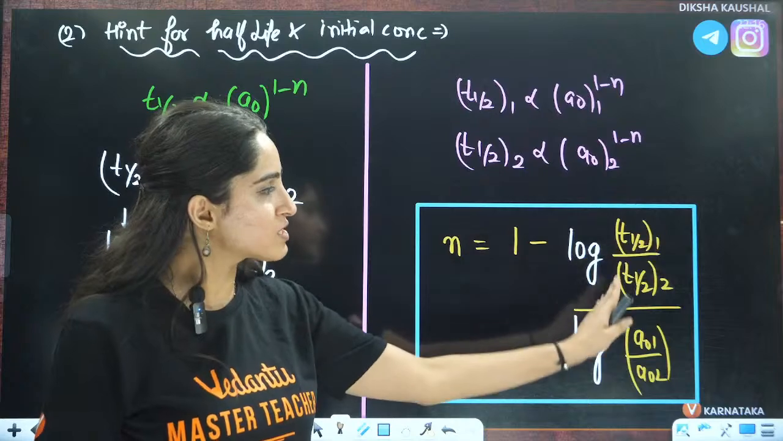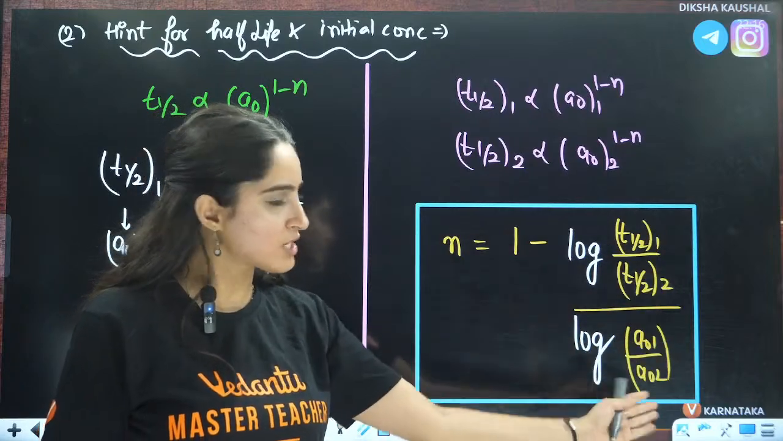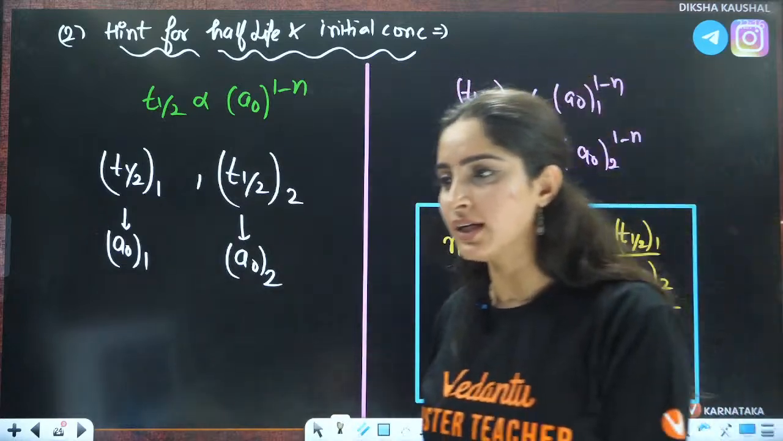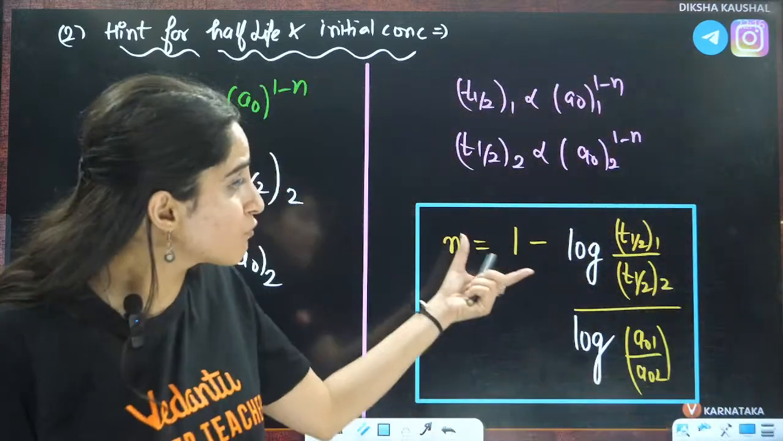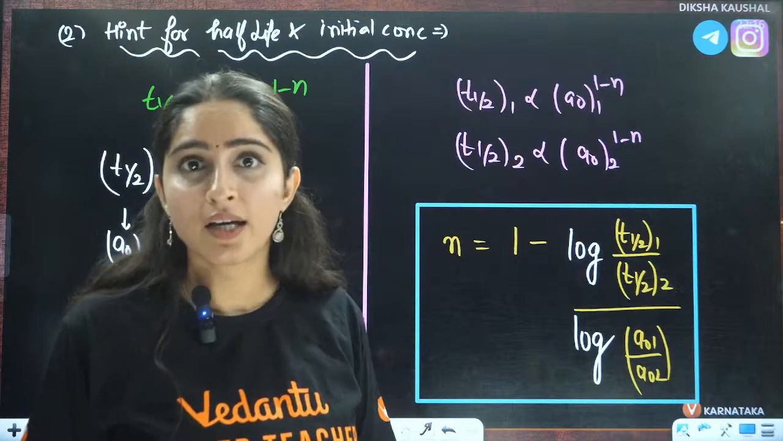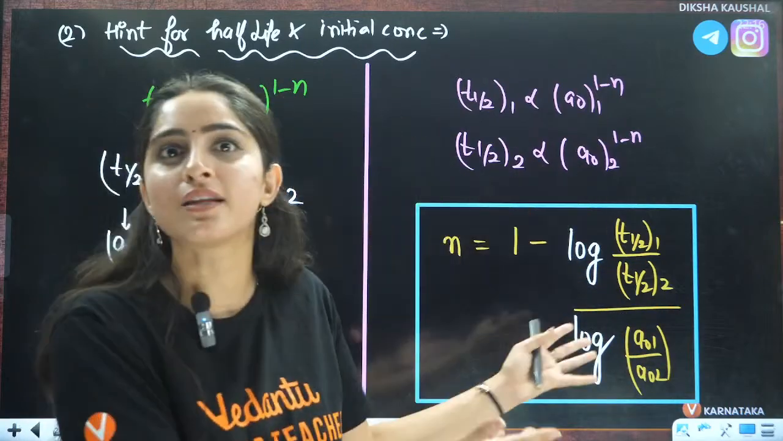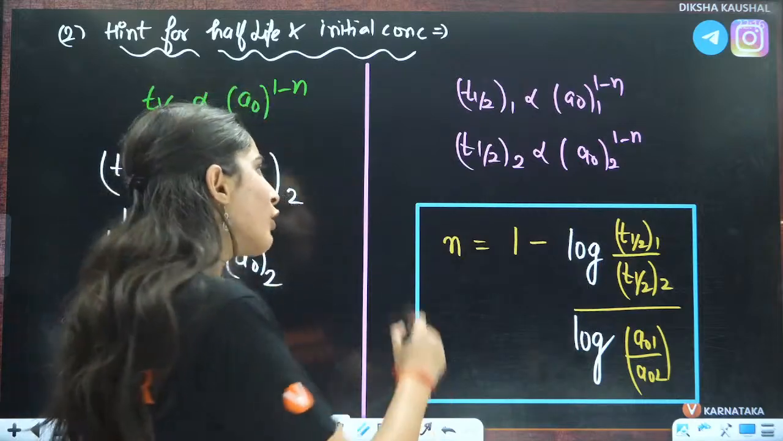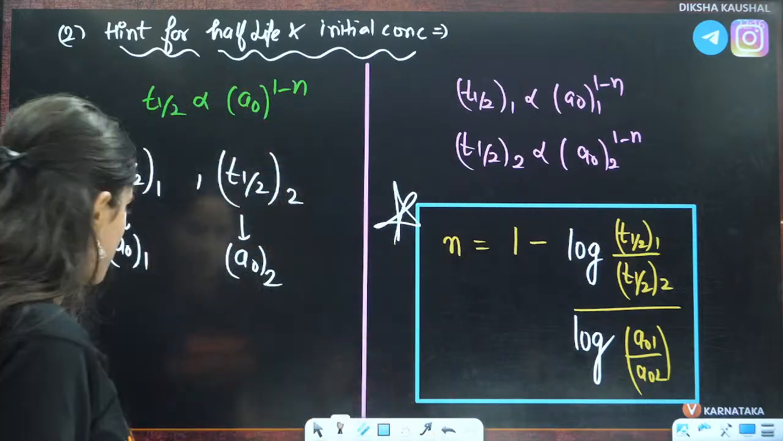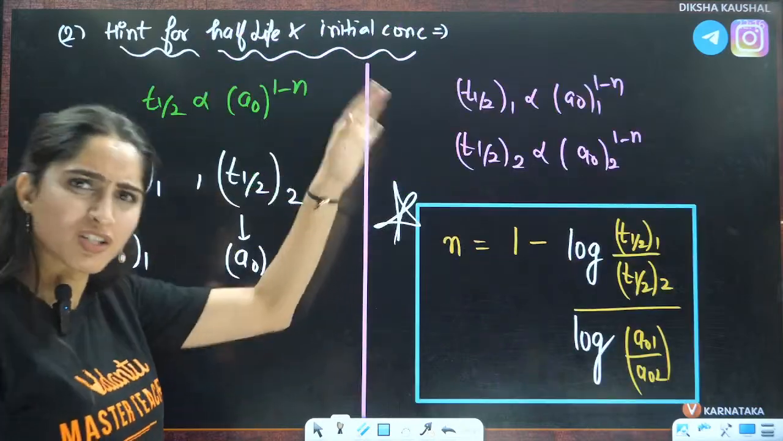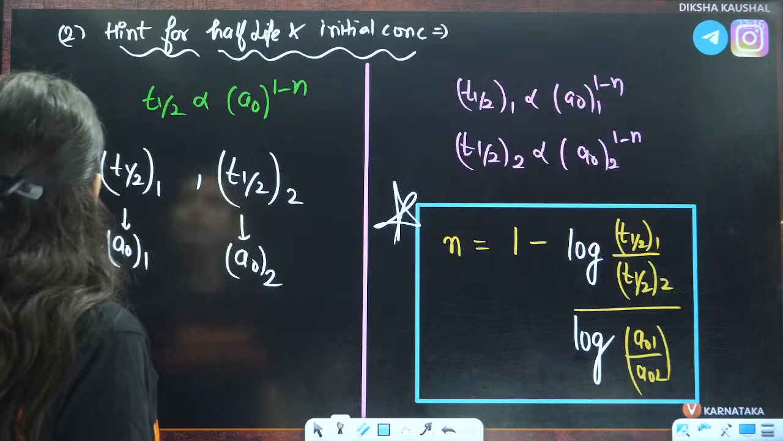T half of first, T half of second divided by A naught of first, A naught of second. Simple. Was it difficult? Difficult is when you have not seen this formula, right? If suddenly in the exam it appears, then you will say, ma'am, I have never seen this formula. But now you know the trick. So it is very easy for you now, right?